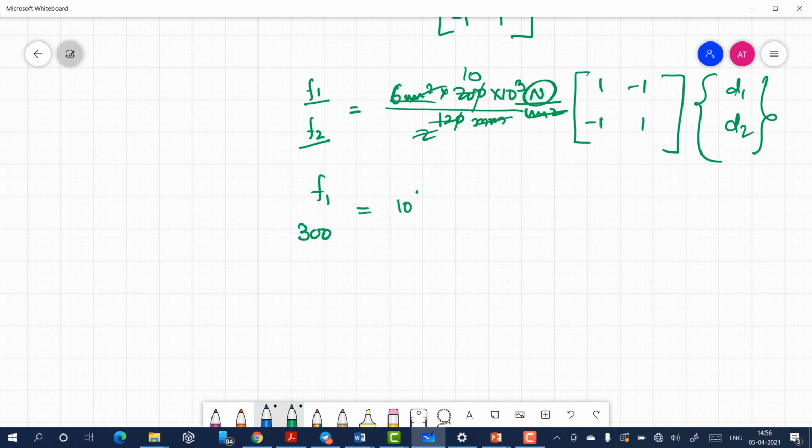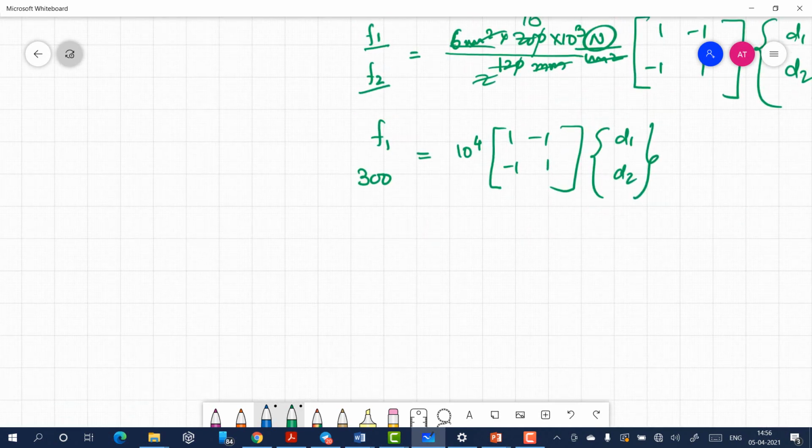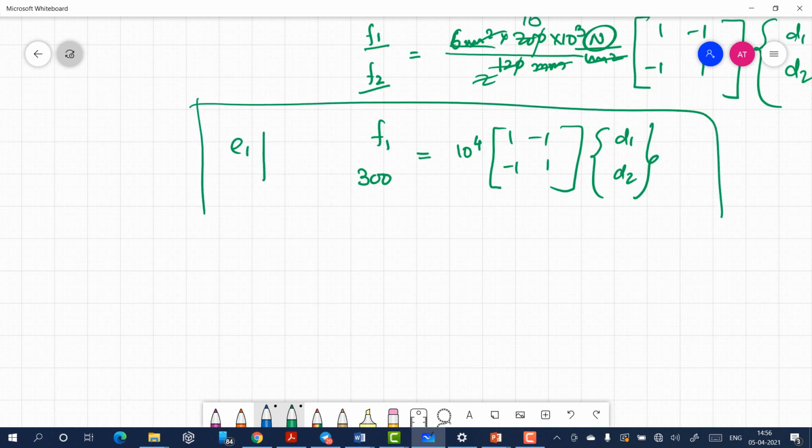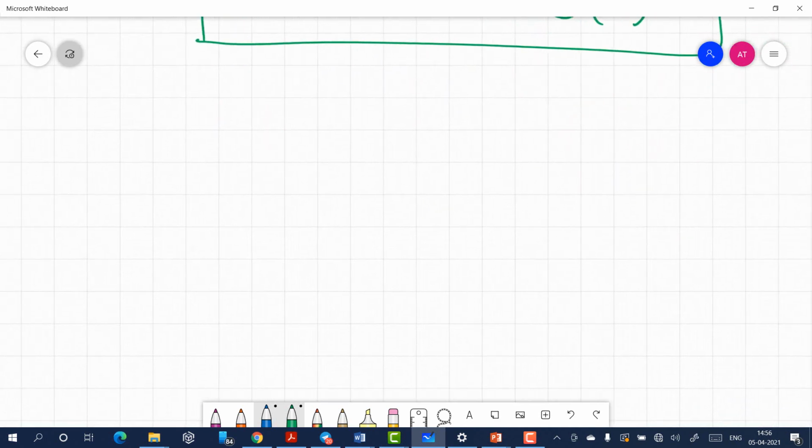So this is 10 to the power 4, and then I have the matrix 1 minus 1, minus 1 1, and D1 and D2 are not known to me. So I have 2 equations and 3 unknowns, and therefore this is not going to work out on its own, but never mind. So this is for the first element.